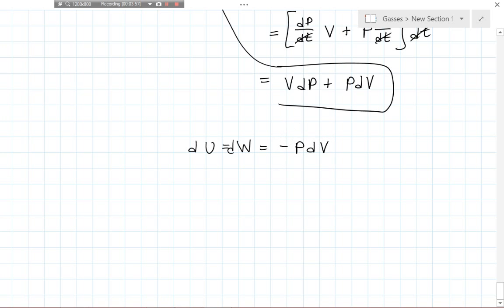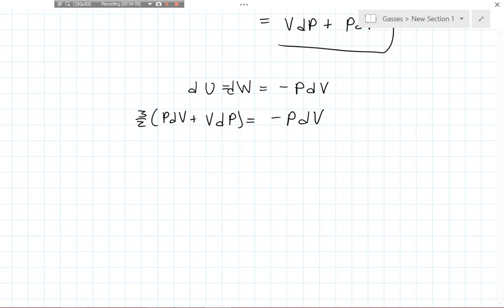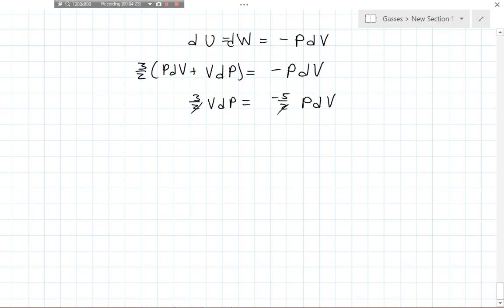So we have that dU is equal to 3/2 (P dV plus V dP), and this is equal to minus P dV. Now I'm going to subtract this 3/2 P dV to the other side. So I have 3/2 V dP is equal to minus 5/2 P dV. So the 2's cancel. I'm going to divide the 3 over to the other side. So I have V dP is equal to minus 5/3 P dV.